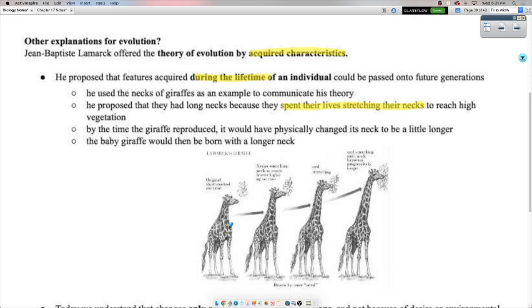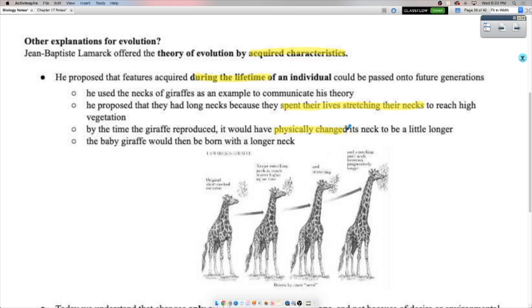And so Lamarck thought that when that little stretch neck giraffe has babies, his babies are going to be born with a slightly longer neck. And then those babies are going to spend their entire lives stretching their necks to reach the tall trees. And so their necks are going to get even longer. And then that will be passed on to their babies. So during its lifetime, it was changing its neck and then passing that on to a baby.